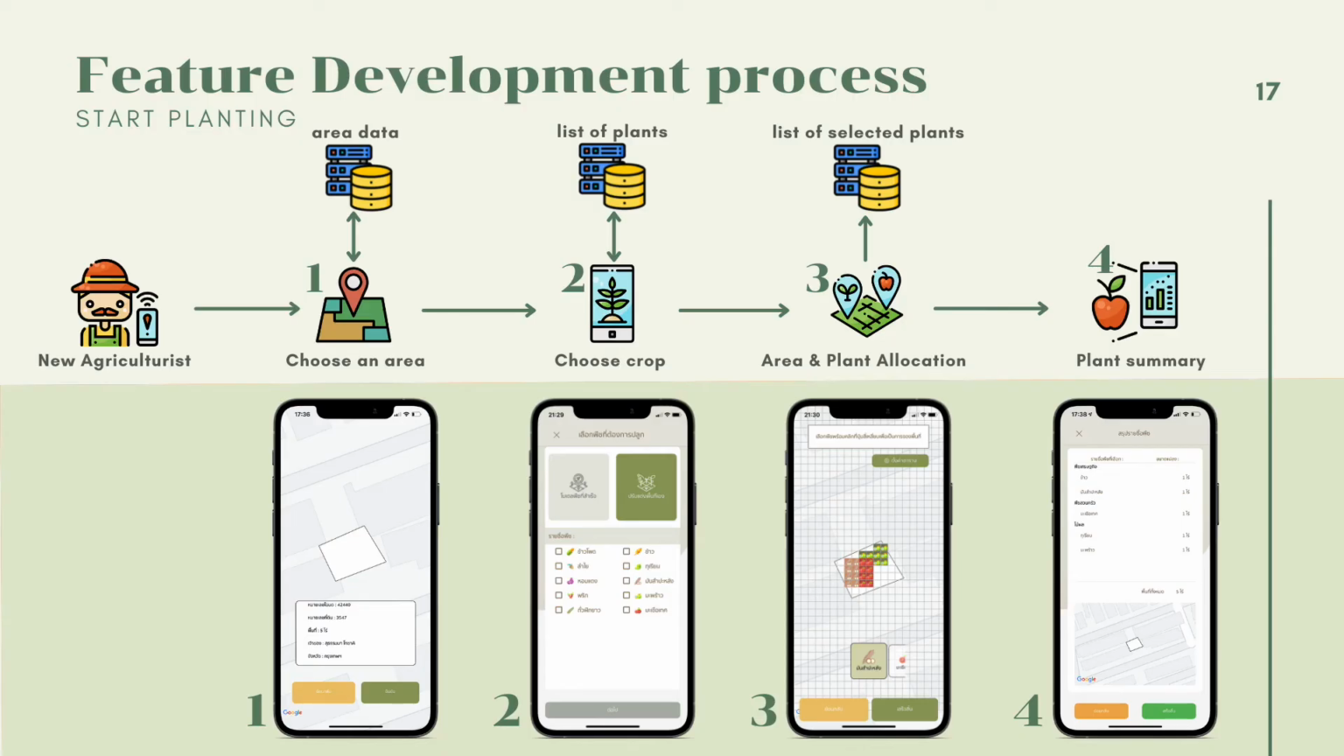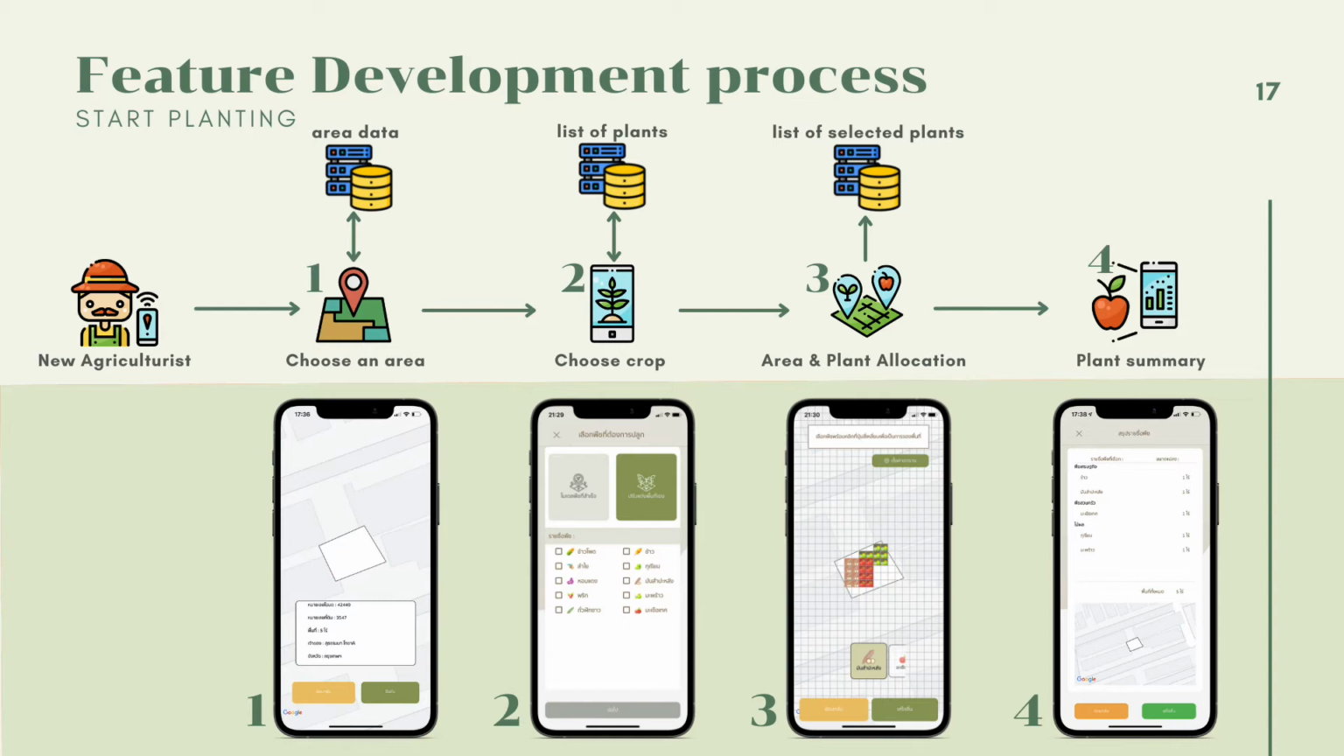Next, the feature development process for start planting. The user should enter the area by putting it in the application, and then choose plants to plant. Finally, allocate the area for the plants. Picture 1 is determining an area by putting in the required info. Then the system will display the area according to that number.